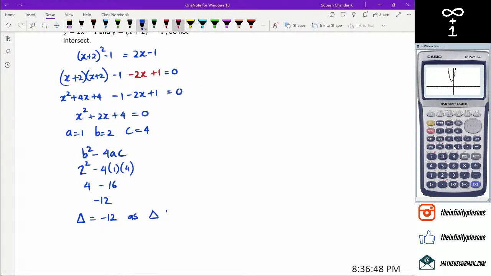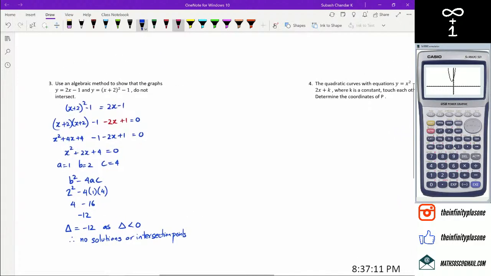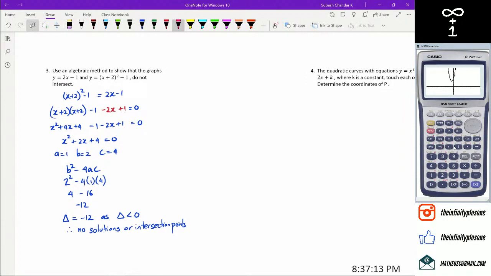As discriminant is less than 0, therefore no. You can write no solutions as well, because that just means that there is no solutions or intersection points. Either way, that statement is necessary. Straightforward, move on.